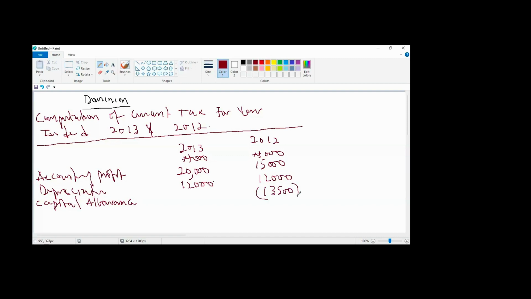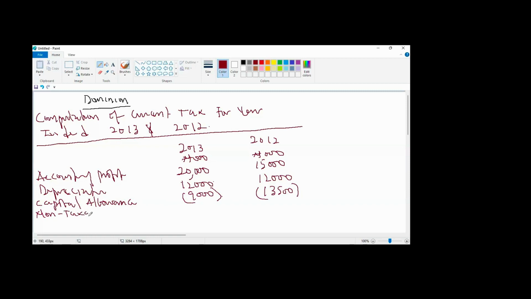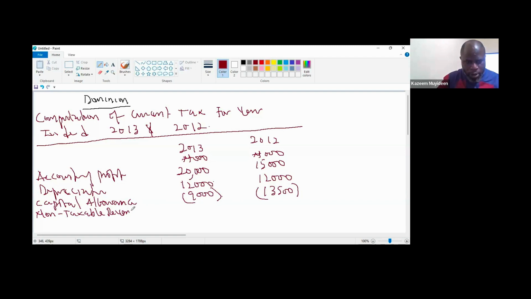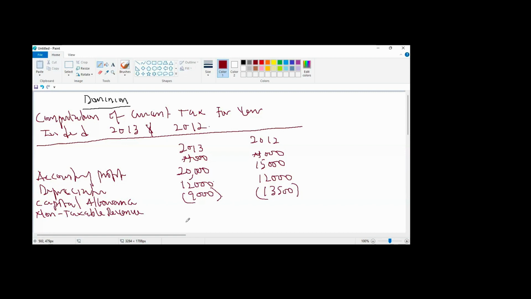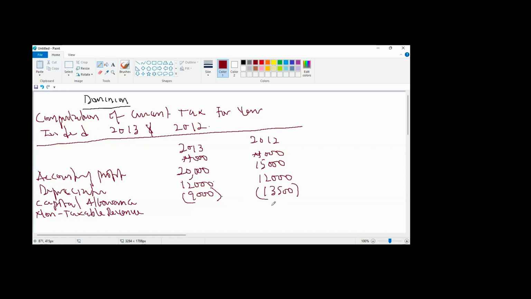Is it not 30,500? Yes, sir. In 2013, 9,000. Is there not taxable revenue? Yes. They say there is not taxable. You have suffered tax initially. Not taxable revenue. How much is the not taxable revenue? 4,000 for 2012. 2012 is 4,000. 2013 is 5,000. Not taxable revenue.